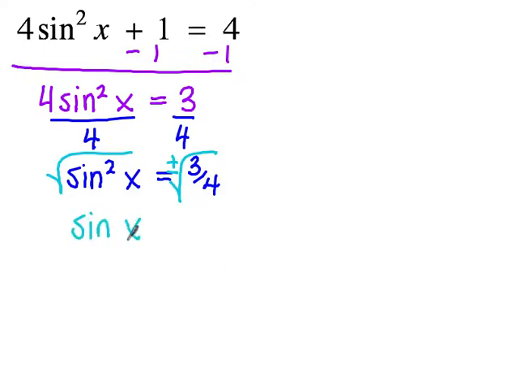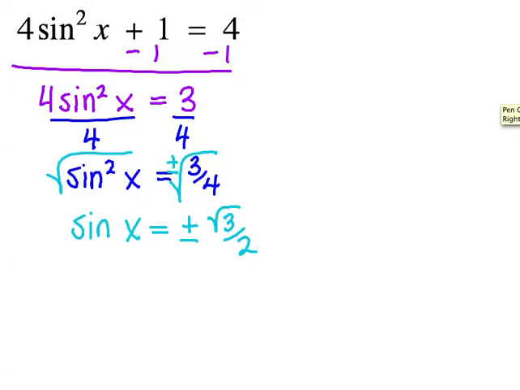So I have the sine of x equals plus or minus. Now I'm going to break this up. On the top, I've got root 3. On the bottom, you have root 4. But what do you know the square root of 4 is? 2.